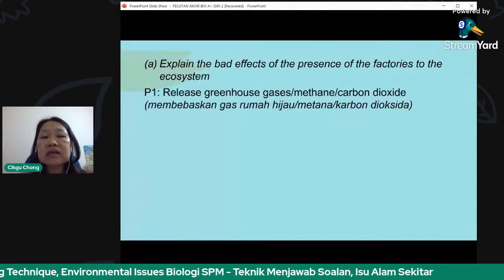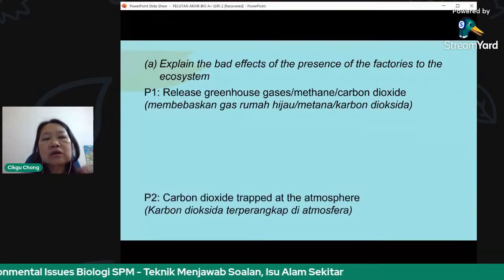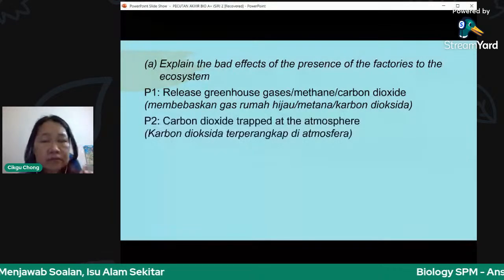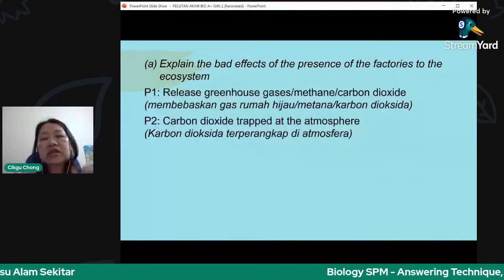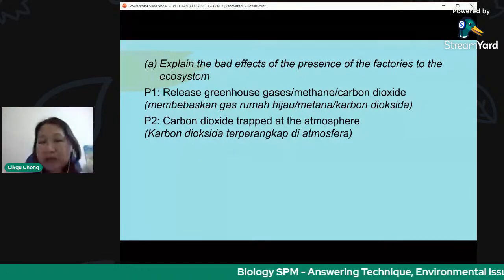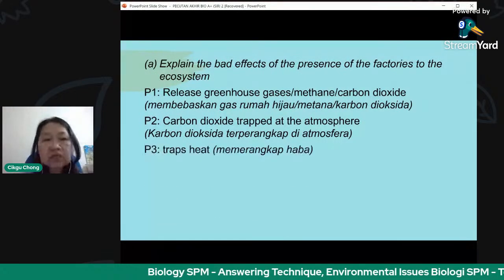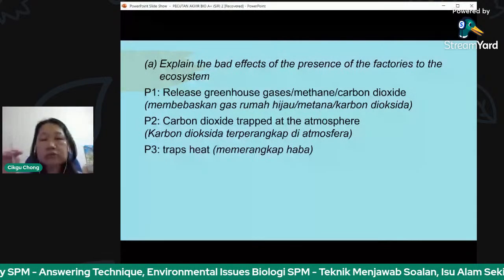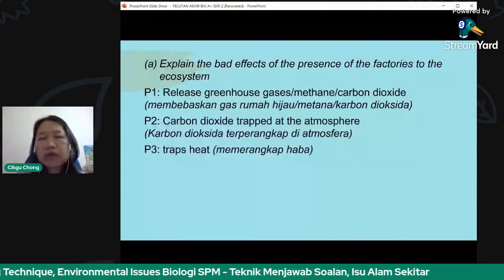Okay, releasing greenhouse gases. So be technical. Say, what does carbon dioxide do? They trap heat. Okay, they trap heat. Carbon dioxide is trapped in the atmosphere, and this in turn will trap the heat because you have a lot of carbon dioxide there. Okay, so use all these points. These are the points that can carry marks.